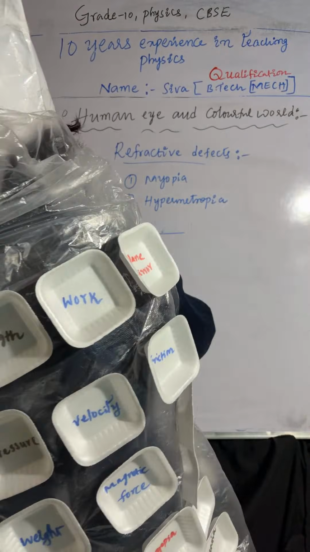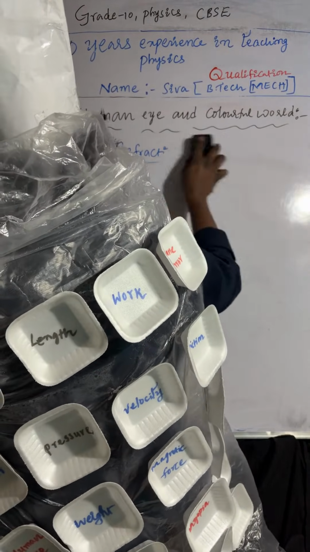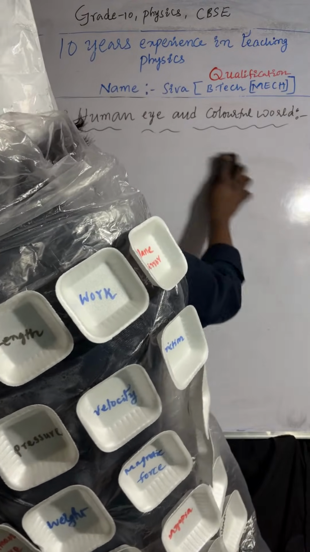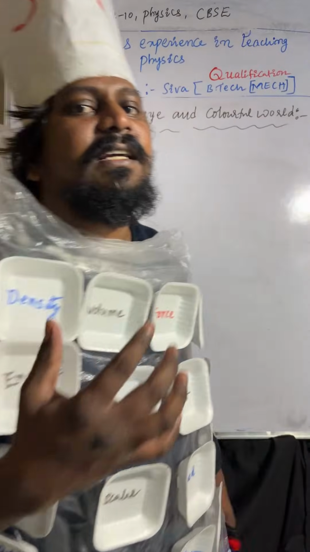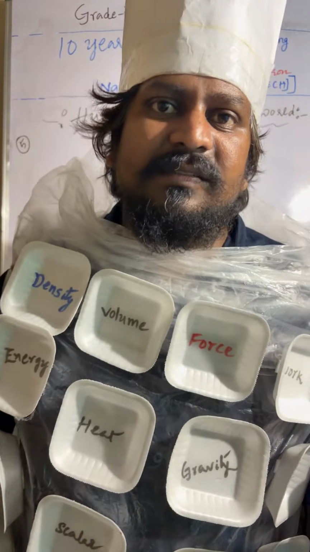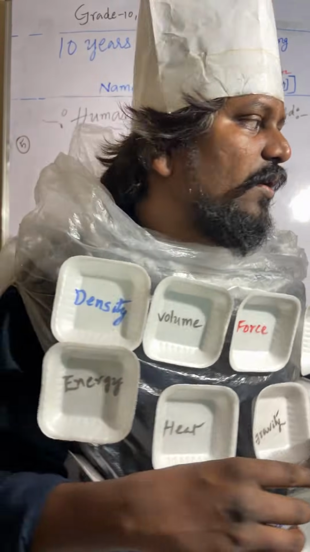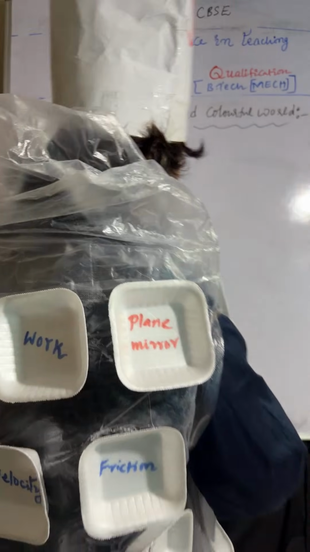Coming to myopia. Myopia is nothing but when a person can see near distance clearly but can't see far distance objects. For the correction of myopia, we use a concave lens. Now you can see.